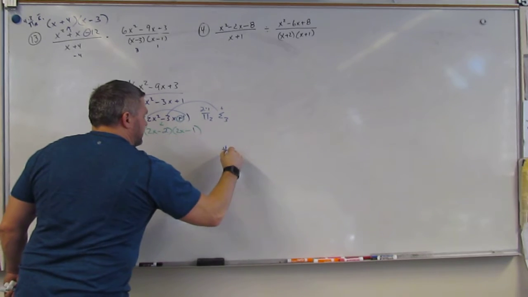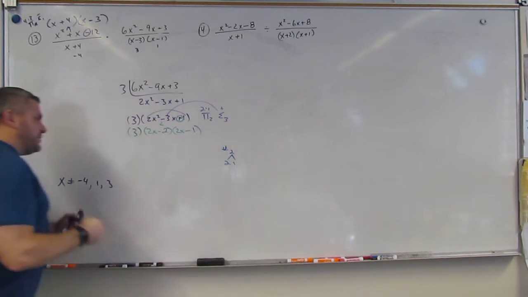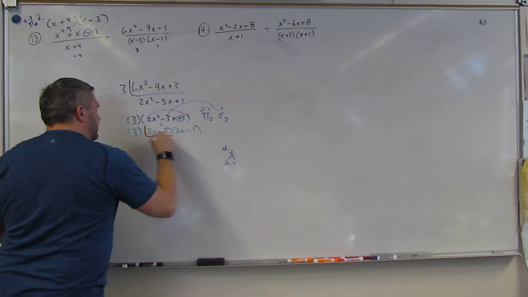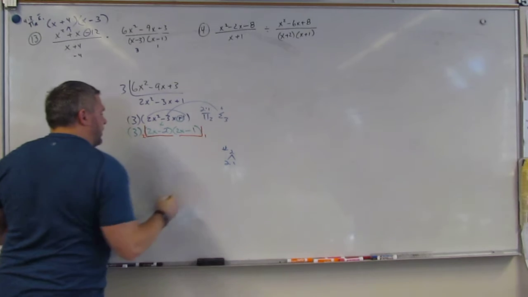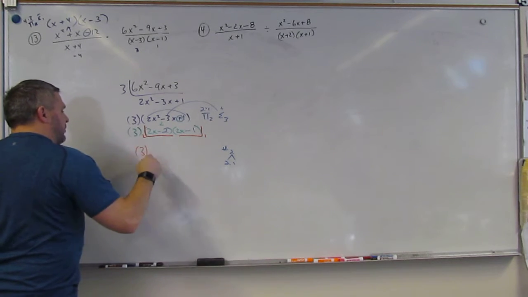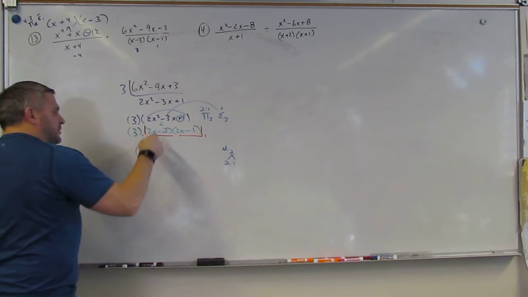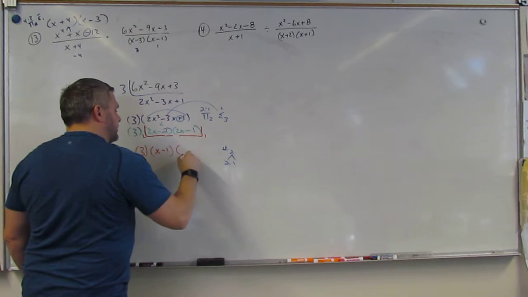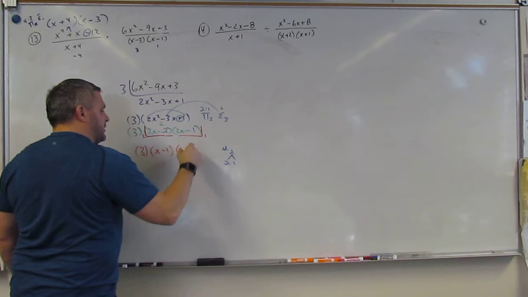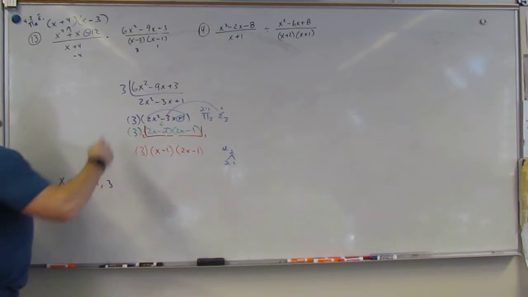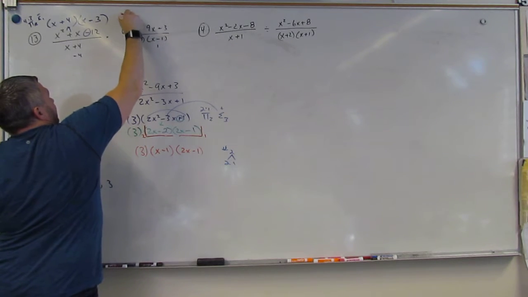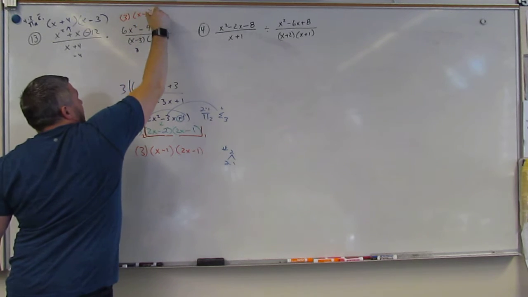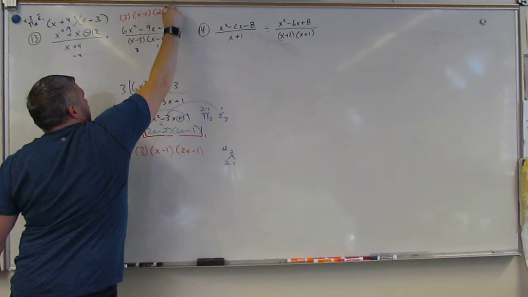My star is a 2, so I need to take out a 2 and a 1. That's going to leave me with the 3 still. 2 goes into here once, 2 goes into here once. And then this 1 goes into here twice, 1 goes in here once. So I'll have 3 times x minus 1 times 2x minus 1.